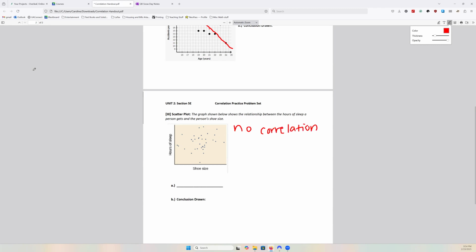That means there's no correlation between the number of hours you sleep at night and your shoe size. Which makes sense. That doesn't seem like there would be anything related to those two things.